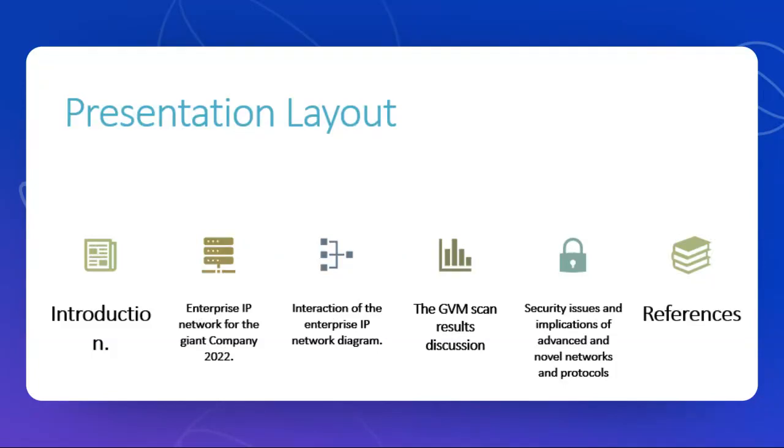the layout. One, I'm going to do an introduction. Second, we are going to look at the enterprise IP network for the Giant company 2022, and then what is the interaction of the enterprise IP network diagram. Then after that, we're going to look at the GVM scan result discussion, then security issues and implications of the advanced and novel networks and protocols, and then finally looking at the references.